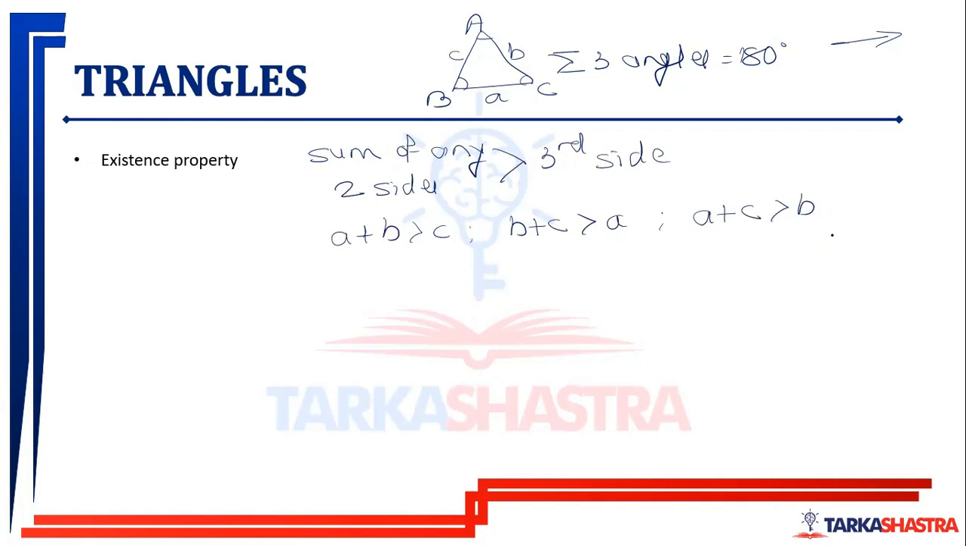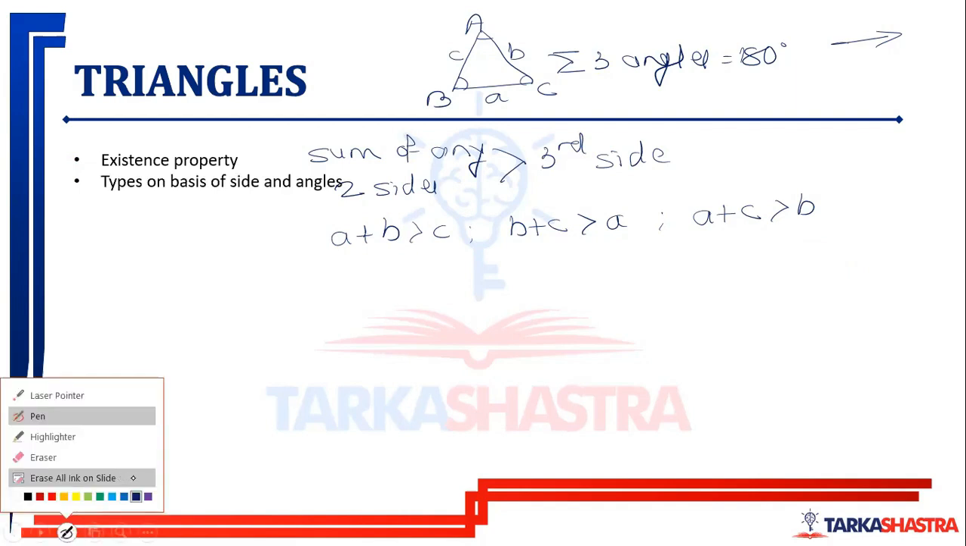For any triangle to exist, correct? Otherwise it won't be a triangle if the sum of any two sides of a triangle is equal to or less than the third side, correct? आप इसको draw करके देखो practically. Then types of triangles based on sides and angles.